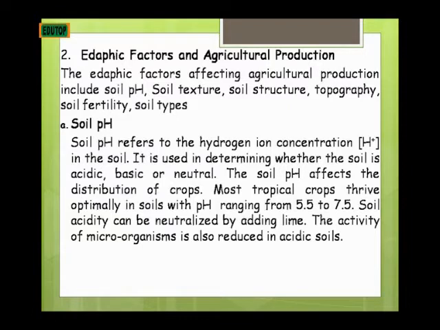The soil pH refers to the hydrogen ion concentration in the soil. It is used in determining whether the soil is acidic, basic, or neutral. That is, it's either acidic, or basic, which can also be referred to as alkalinity of the soil, or the soil is neutral, that is, it is neither acidic nor basic. The soil pH affects the distribution of crops in an area. Most tropical crops thrive optimally in soils with pH ranging from 5.5 to 7.5.